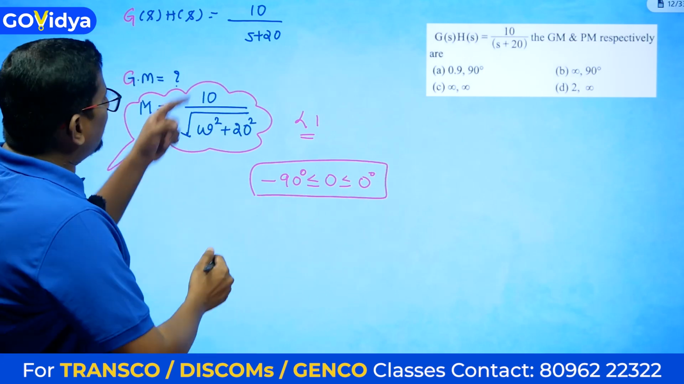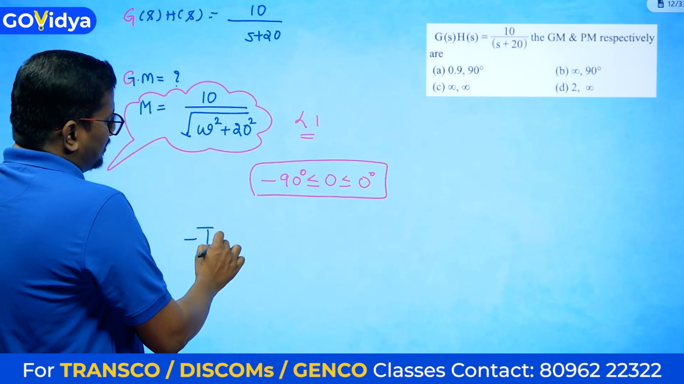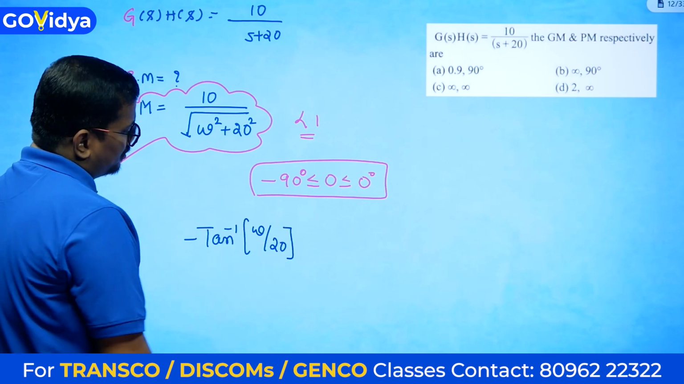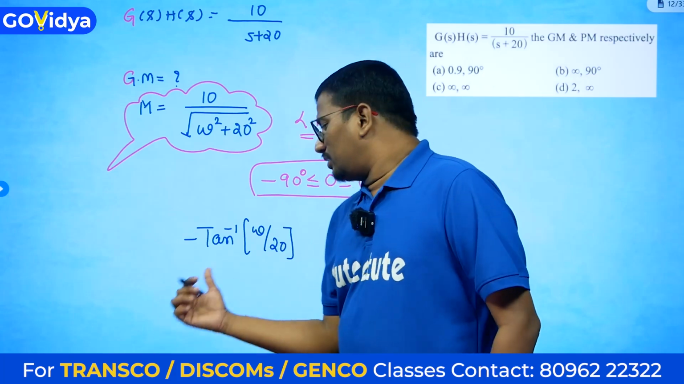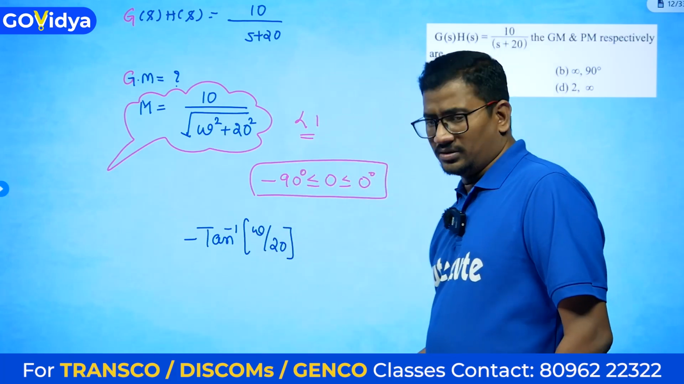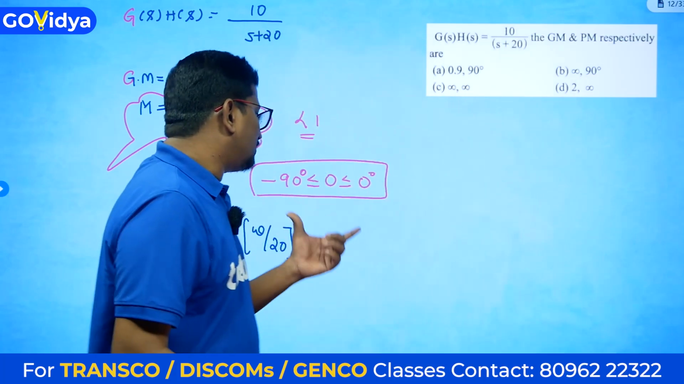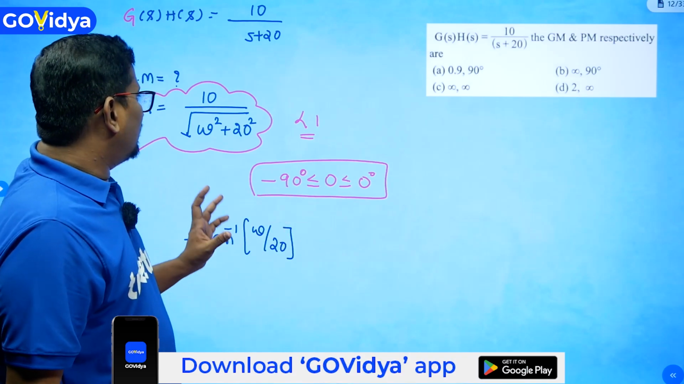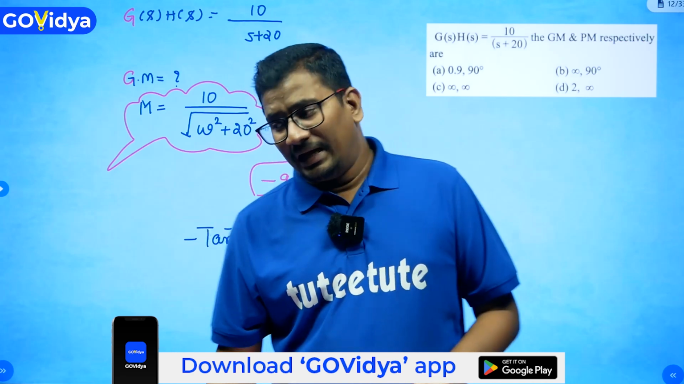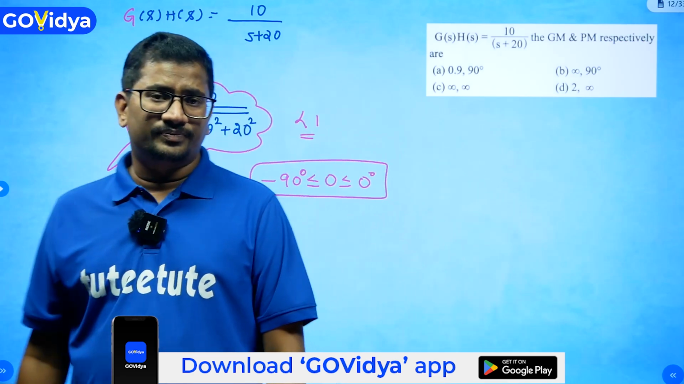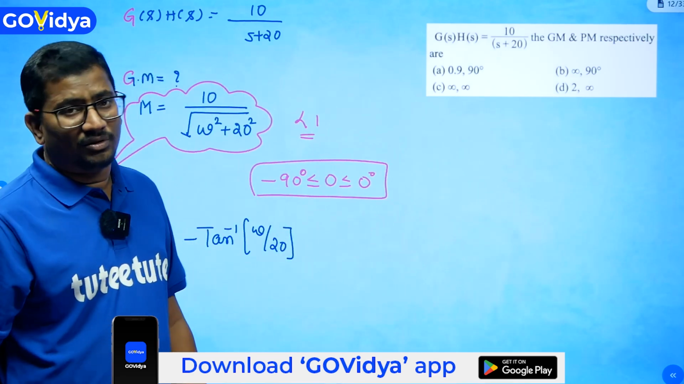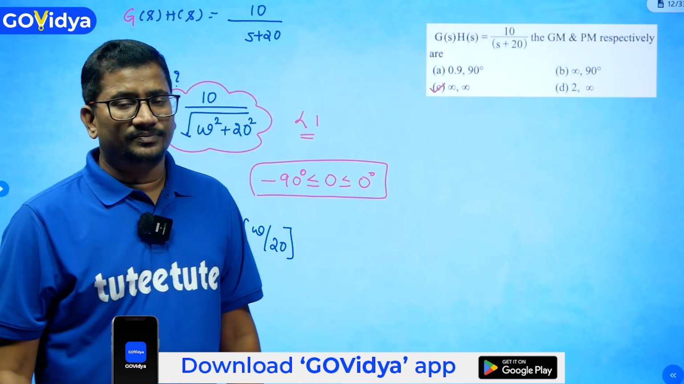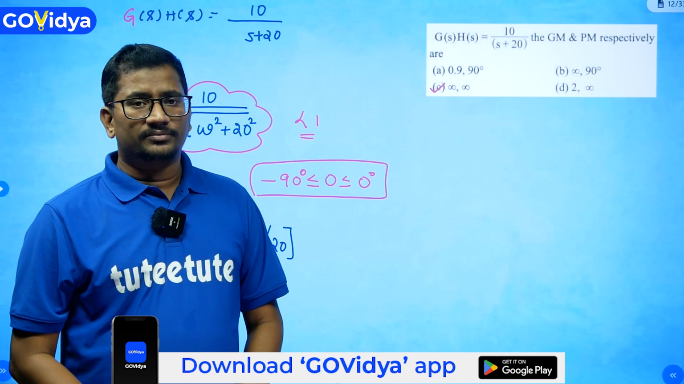Why so? You calculate the phase of this: minus tan inverse of omega by 20. Because when you take large frequencies, then only it might be possible, but mostly the angle will be within these limits. So can we say the gain margin and phase margin cannot be calculated, or it's difficult to do? Yes. So therefore, gain margin and phase margin values are infinite and infinite. Therefore, option C is correct.